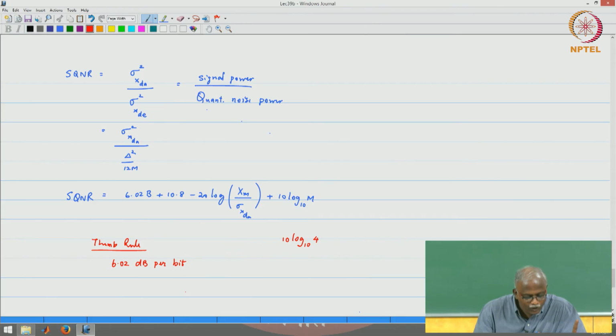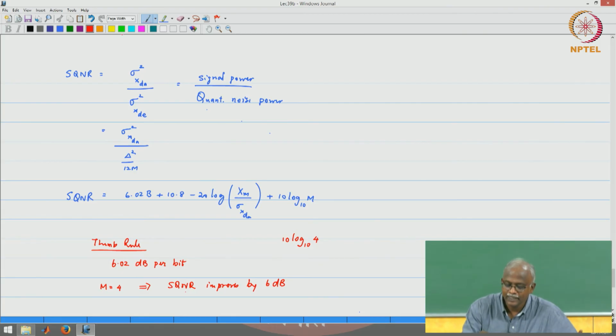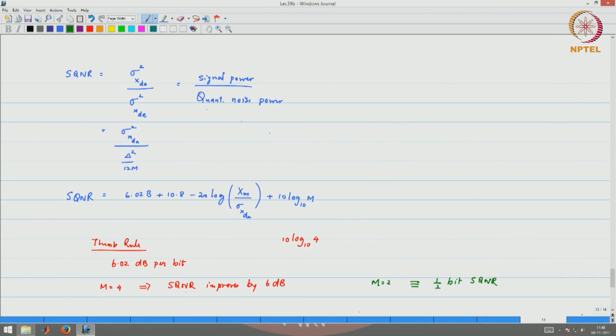So, we can also write the following: m equal to 4 implies the SQNR will improve by 6 dB, or it is the same as saying that m equal to 2 is equivalent to a half bit improvement in SQNR. You can use that as a relationship and work out the key results. Here comes the most interesting part of this.